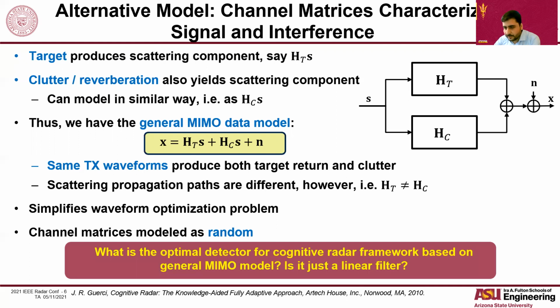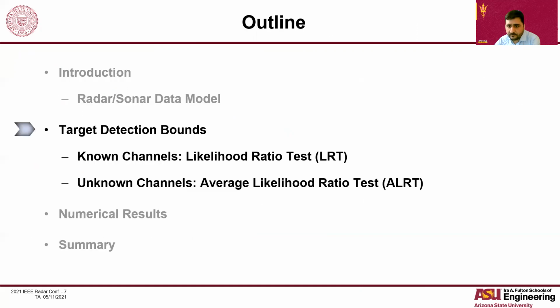So even though this is a very simple linear model, we are asking a very basic question in this work: if we model the channel matrices as random, what is the optimal detector for the cognitive radar framework based on the general MIMO model? Is it just a linear filter? To answer these questions, next I will talk about the derivation of target detection bounds. First, when the channels are modeled as known and deterministic, using the likelihood ratio test, and then modeling the channels as unknown and stochastic and using the average likelihood ratio test.